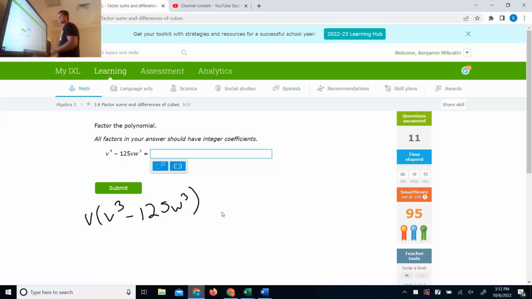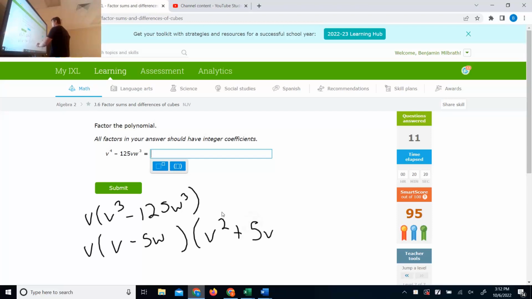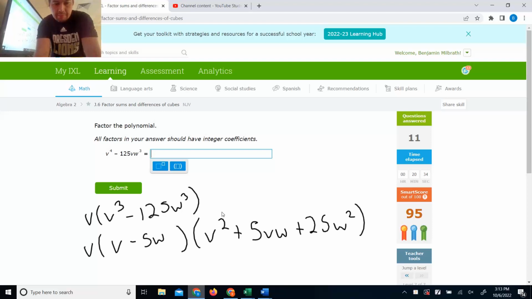The hard one for some of these kids is going to be that 125W cubed. This is the difference pattern, V minus 5W, because 5W times 5W times 5W is 125W cubed. I square the V. I add the product of V and 5W, 5VW. And then I square 5W, plus 25W squared. That'll be my final answer. This will be where I stop because I need to be rolling.